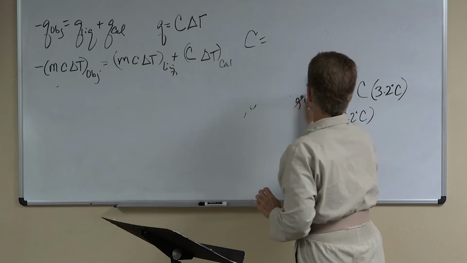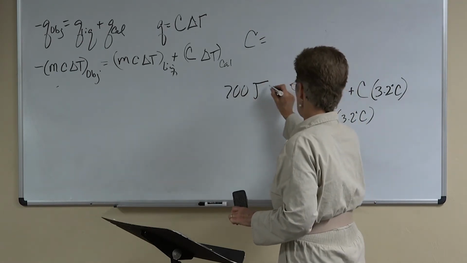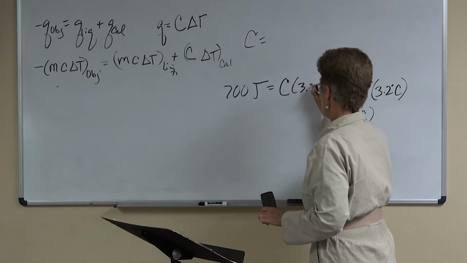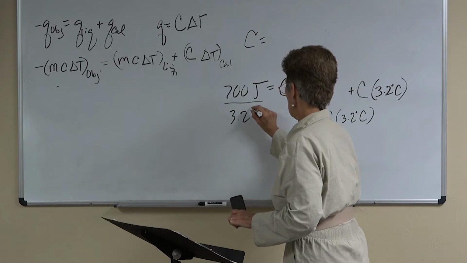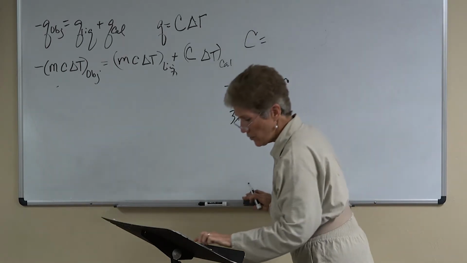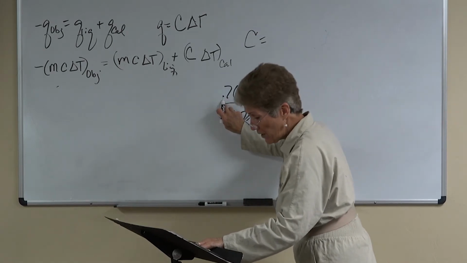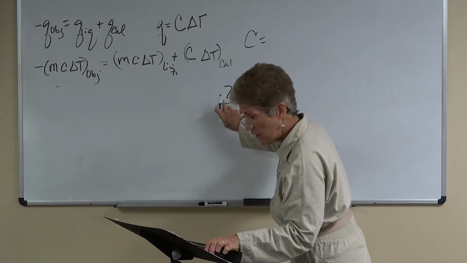So now I have 700 joules equals C times 3.2 degrees Celsius. I'm going to divide both sides by 3.2 degrees Celsius, and that's going to give me our answer. But this only has one significant figure, so my answer has to be in one significant figure.